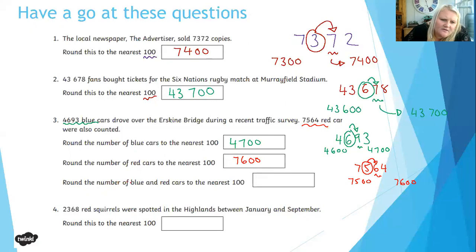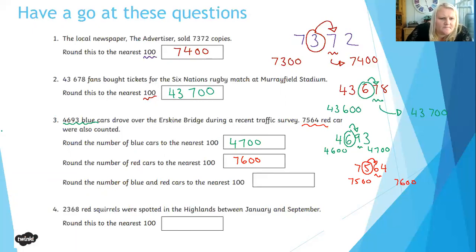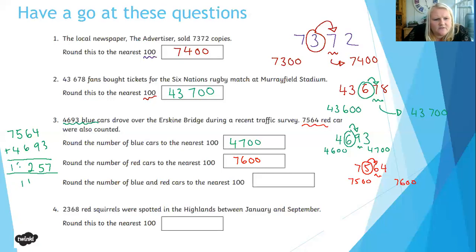Last one, we've got 2 steps: round the number of red and blue cars to the nearest 100. So the first thing I'm going to have to do is add them together. So I'm going to do that over here. So I'm going to do my 7,564, add 4,693. If I check those numbers, 64, yep, 93, yep. So 4 add 3 is 7, 6 add 9 is 15 with 1 left over. 5 add 6 is 11, add the 1 makes 12. 7 add 4 is 11, makes 12.